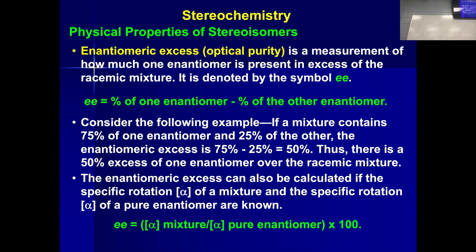Probably not, right? Optical purity is taking the percent of one enantiomer, so let's say the percent of enantiomer A minus the percent of enantiomer B, where B is the lower number. We call this enantiomeric excess, or EE.